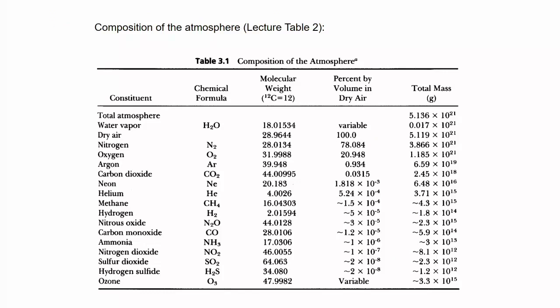The atmosphere is made up of lots of different gases. I really don't care about you learning all of these. It's mostly made of nitrogen and oxygen. That's maybe something you should know. There's a lot of water vapor in the atmosphere, which is an important greenhouse gas.